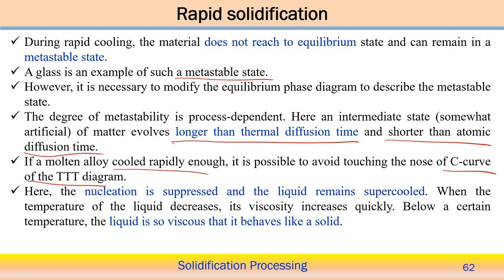Here the nucleation is sometimes suppressed and the liquid remains supercooled even to a very low temperature. When the temperature of the liquid decreases further, its viscosity also increases, and below a particular temperature the liquid is so viscous that it looks like a solid. So that is why it looks like a solid; it is a kind of metastable state, or some kind of intermediate phase created during the rapid cooling of the metal.